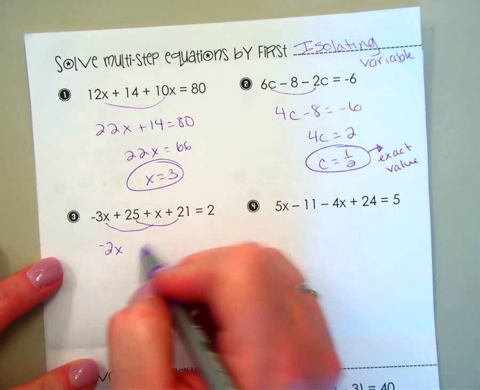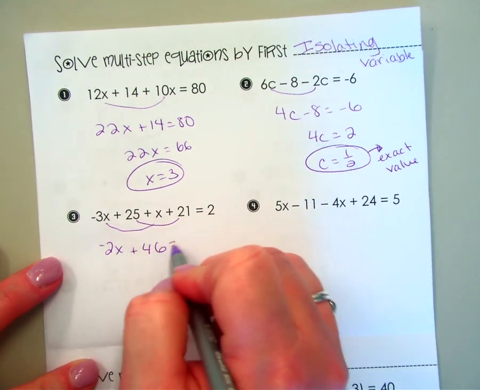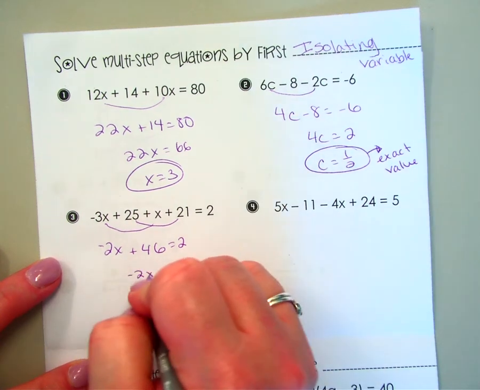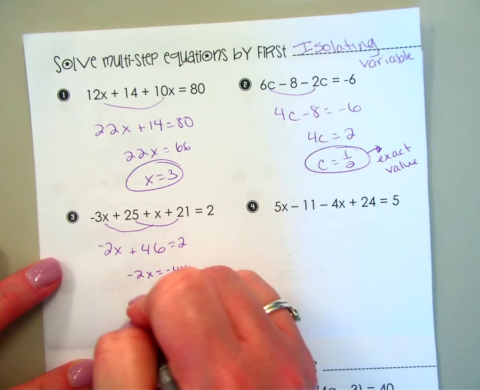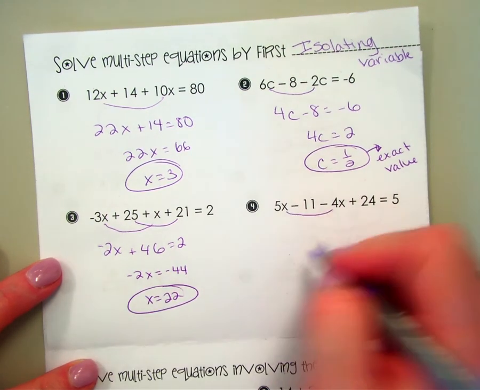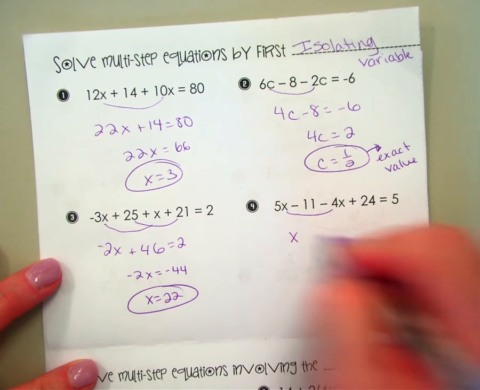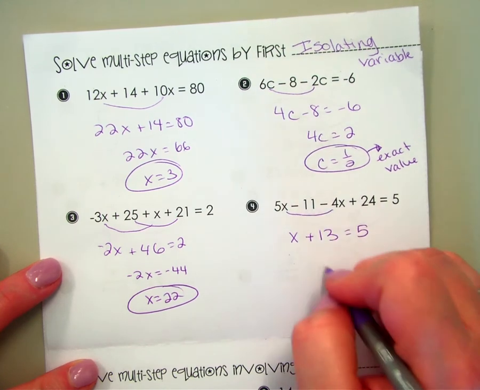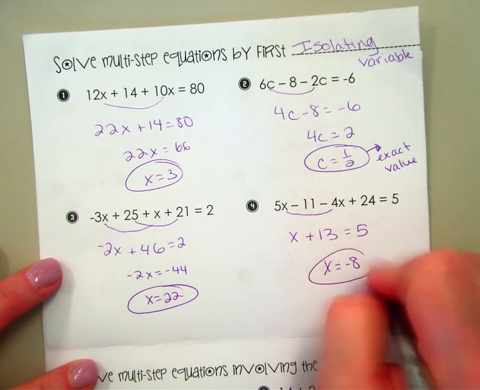Let's go on to that next one. Combining my x's, that gives me -2. Combining my numbers, that gives me 46. I'm going to subtract my 46. Divide by -2, I get 22. Subtract my x's, combine my numbers. Subtract my 13, I get -8.